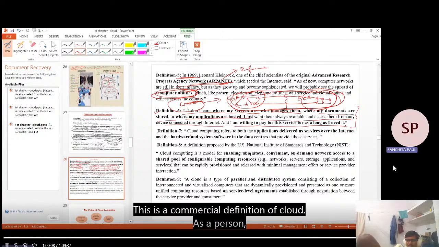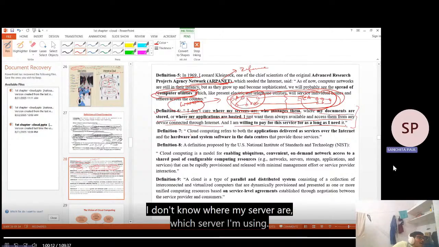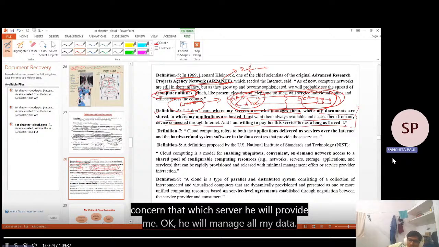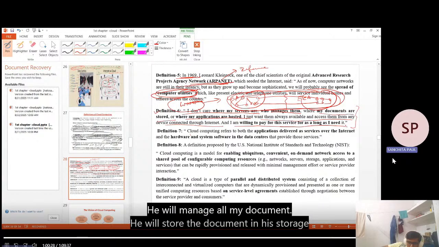As a person, I don't know where my servers are, which server I'm using, because I'm a cloud consumer. I'm not a cloud provider. Cloud provider is concerned with which server he will provide me. Okay. He will manage all my data. He will manage all my documents. He will store the documents in his storage area network.